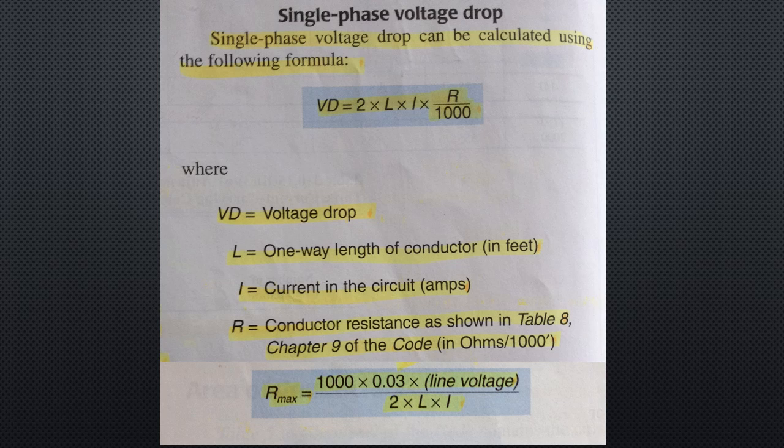The voltage drop equation can be algebraically rearranged to create an equation to determine the maximum allowable resistance to have less than 3% voltage drop for a given conductor run. That equation can be seen at the bottom of the screen, where resistance maximum equals 1000 times 0.03 times the line voltage, all divided by 2 times the length times the current. Again, the length is the one-way distance in feet.